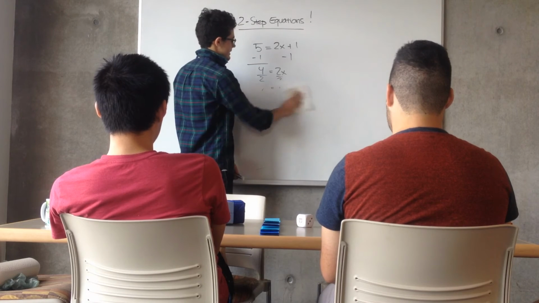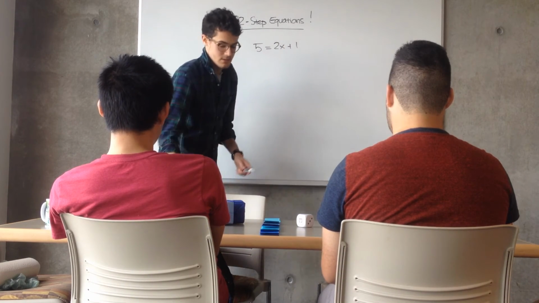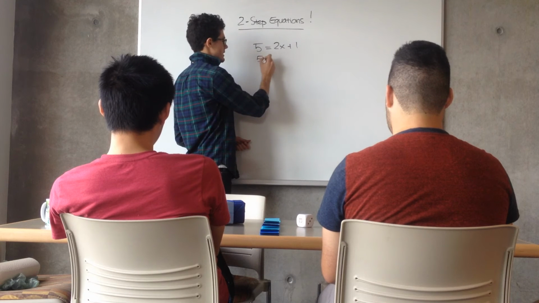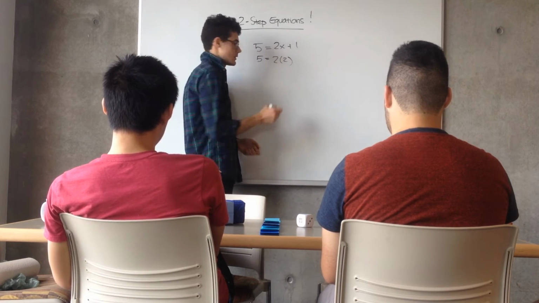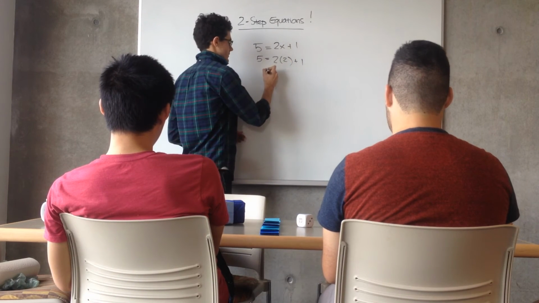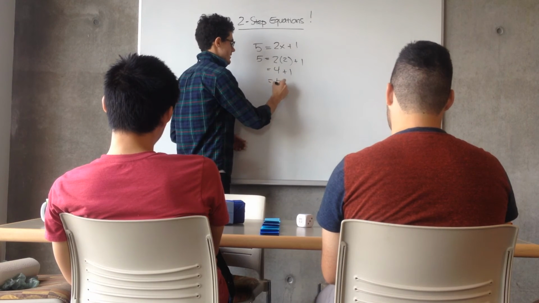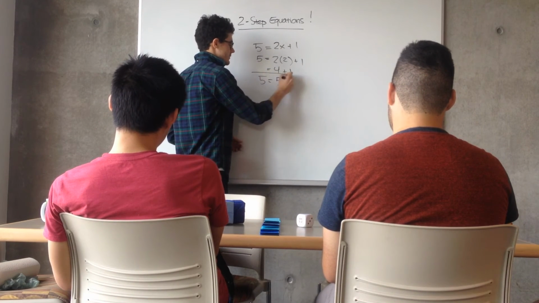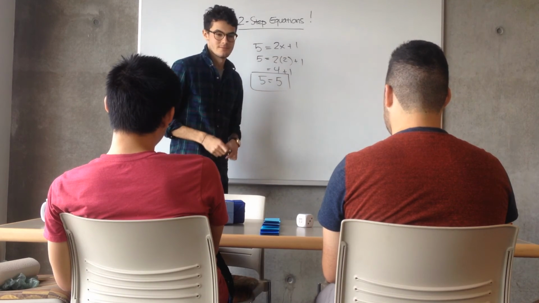So remember, x equals 2, right? Okay? So we get 5 equals 2 times 2, because x equals 2, plus 1. What's 2 times 2? 4. And what is 4 plus 1? 5. Yeah. So 5 equals 5, and we have solved our two-step equation.